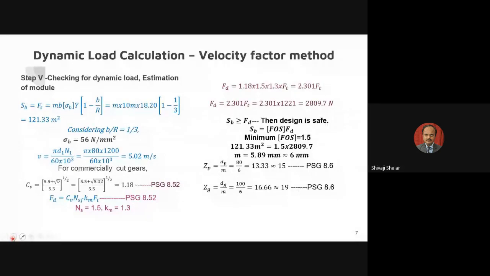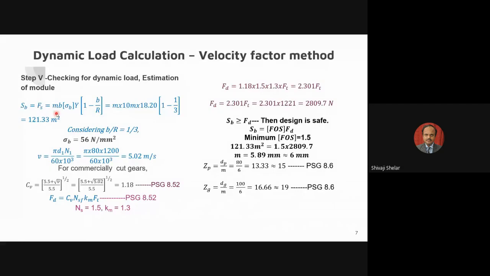So we are to consider dynamic load for design with the velocity factor. First we are writing the beam strength value. The beam strength value by the Lewis equation is Fb = m b σ_y (1 - b/r). Here m is the module, b is the face width of the gear, σ_y is for the weaker element, and 1 - b/r is your bevel factor.